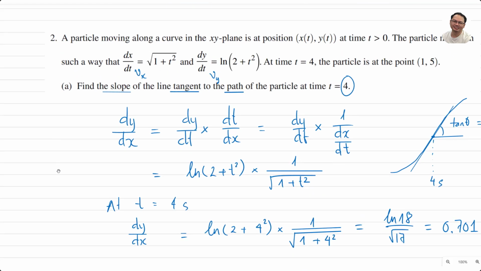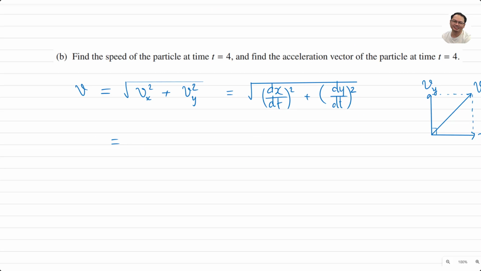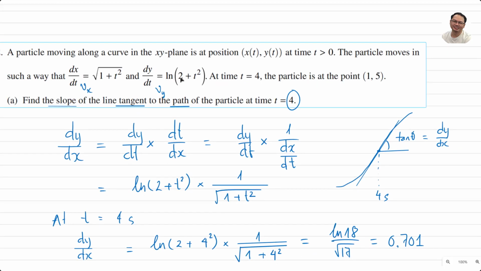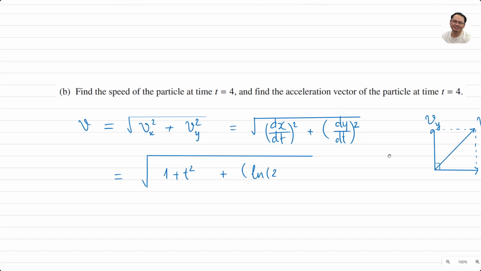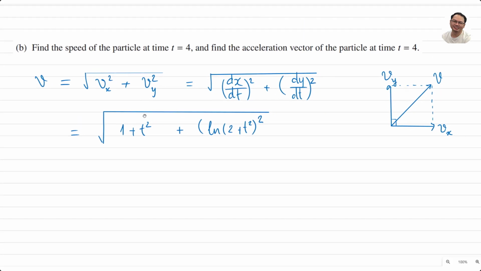Okay, dx over dt is the square root of 1 plus t squared, and therefore when we square it, that is 1 plus t squared, no more square root. Okay, the second thing, dy over dt. Dy over dt is the ln of 2 plus t squared, and then we square that thing, ln of 2 plus t squared, and then square it. So this is the formula for the velocity, the speed.